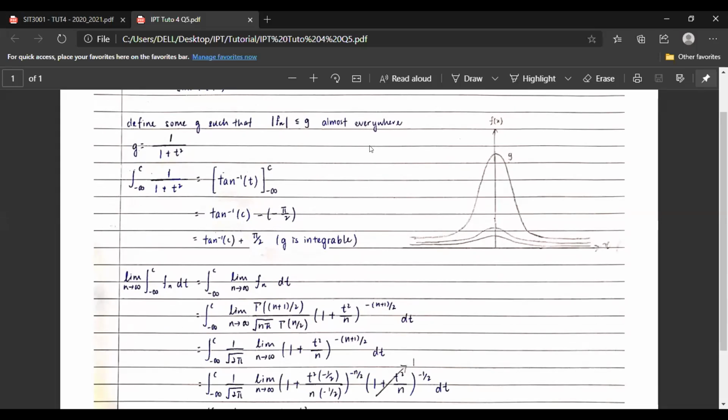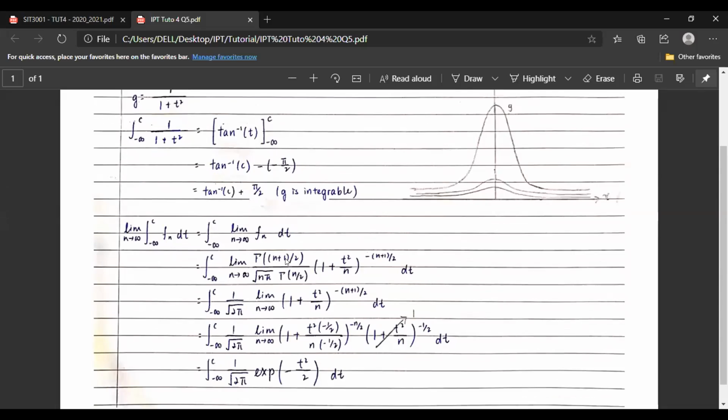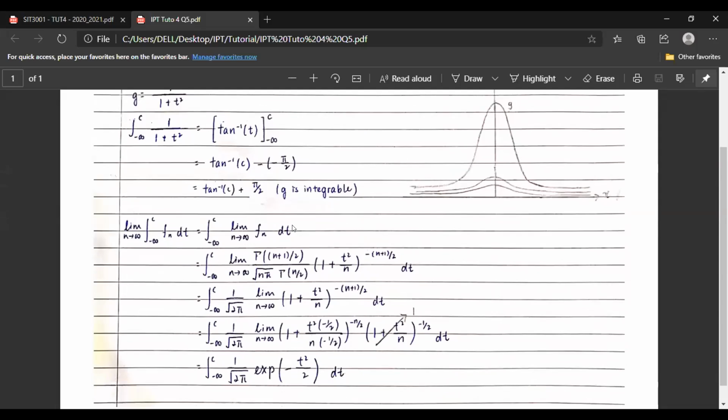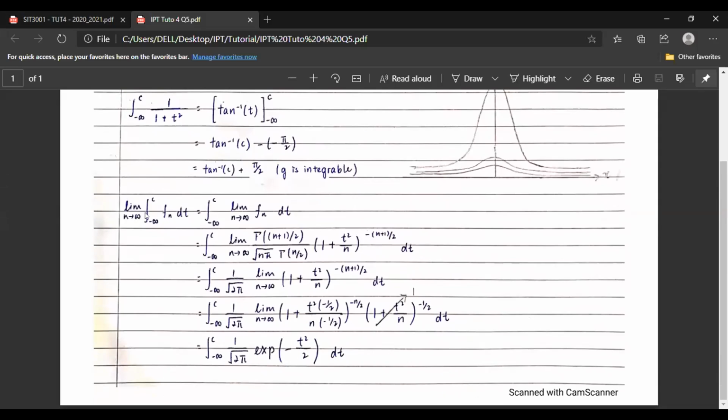And then the Fn also converges to F, which is 0. Therefore I can interchange the limit and the integral. After that I do the limit, and then I get the last line, which is the CDF of the standard normal distribution.